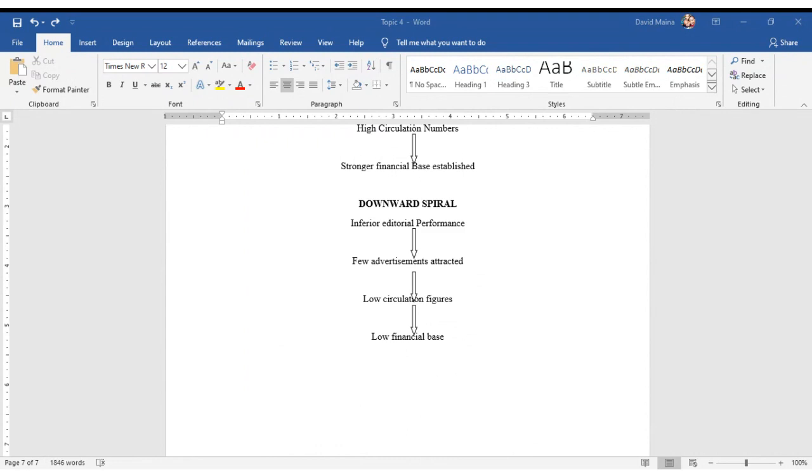So whenever an organization performs poorly, we have a very poor editorial department, you come to realize that that organization is going to die. Just like I started by saying, for example, you're talking about K24. You realize that there are so many people who have been laid off, and the organization is actually going down. Why? Because we have inferior editorial performance. They are doing a very poor job, and still they are being paid.